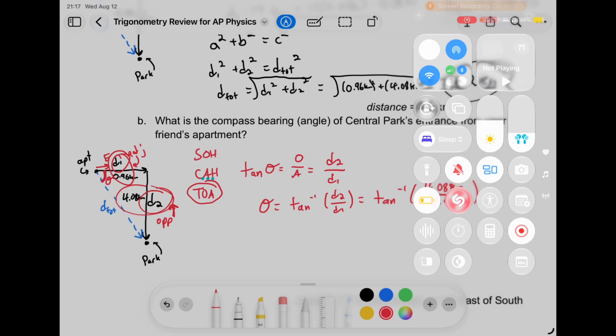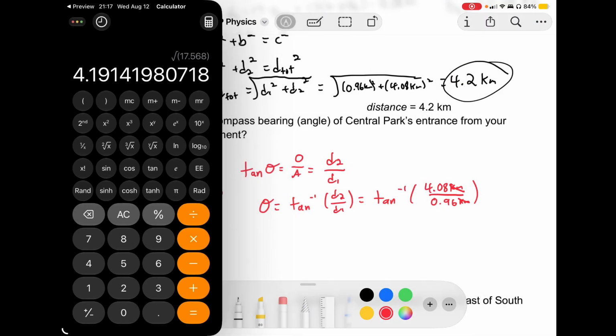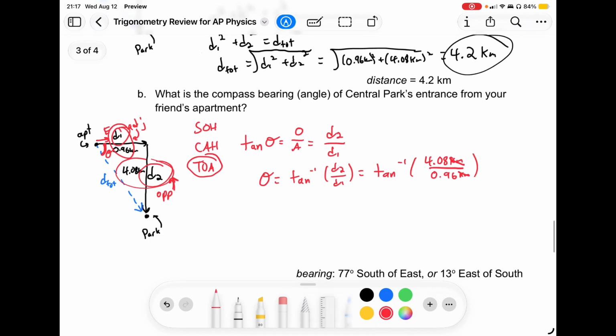And let's plug this into the calculator. 4.08 divided by 0.96, that'll be 4.25. And then we'll take the inverse tan of that. Inverse tan gives us 76.759. Or we could round that up to 77 degrees. So theta equals 77 degrees.